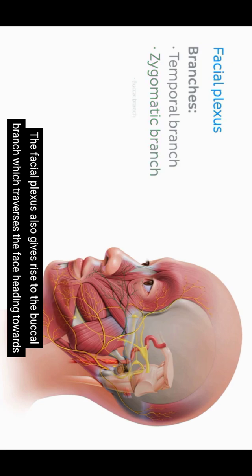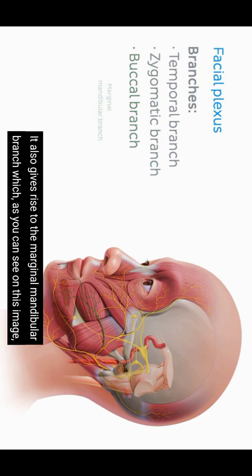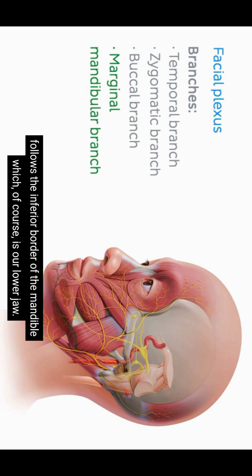The facial plexus also gives rise to the buccal branch, which traverses the face heading towards the cheek. It also gives rise to the marginal mandibular branch, which as you can see on this image follows the inferior border of the mandible, which of course is our lower jaw.